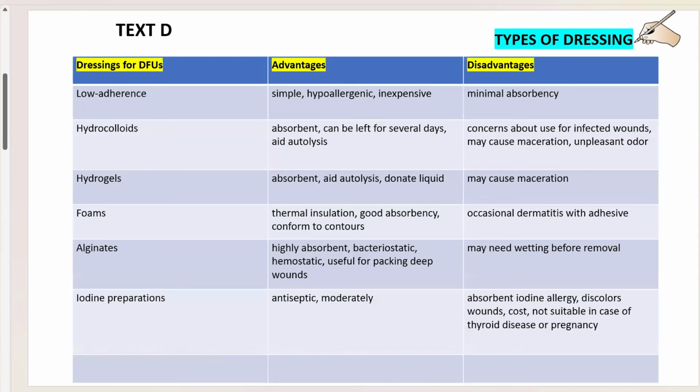Now it's text D. Dressing for diabetic foot ulcers and the advantages and disadvantages. The types of dressing they have mentioned here, like low adherence, with their advantages and disadvantages. So no need to read it completely. Just mention the heading like types of dressing.